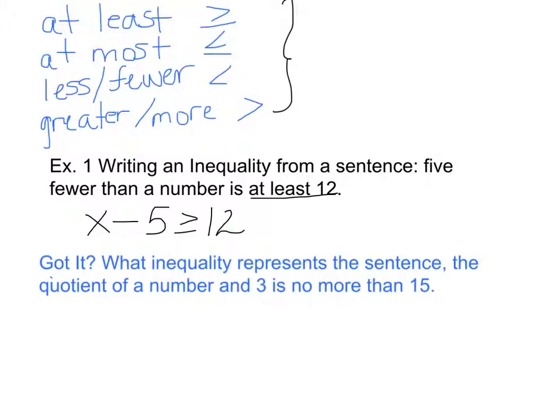Now here's an example I want you to try. What inequality represents the sentence, the quotient of a number and 3 is no more than 15. So you can pause the video and try it, and then we'll check our answer. Okay, if you did it correctly, quotient means division. So that's why I divided. And no more than goes back to it can't be more than, it's at most, so it has to be less than or equal to 15.